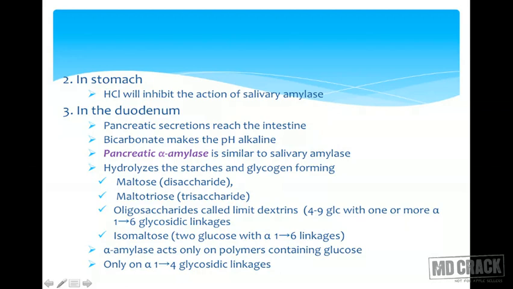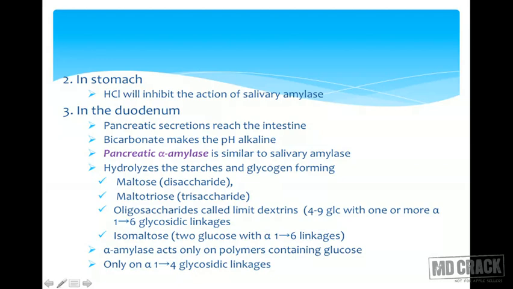It also hydrolyzes starch and glycogen present in the muscles of different non-vegetarian foods, forming maltose, which is a disaccharide, maltotriose, which is a trisaccharide, and oligosaccharides called limit dextrins, 4 to 9 glucose with 1 or more alpha-1,6 glycosidic linkages. It also produces isomaltose with 2 glucose with alpha-1,6 linkages.